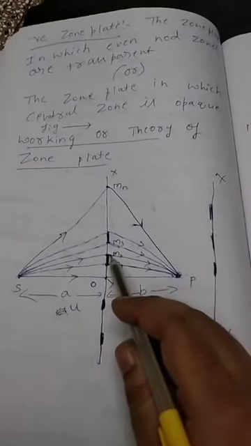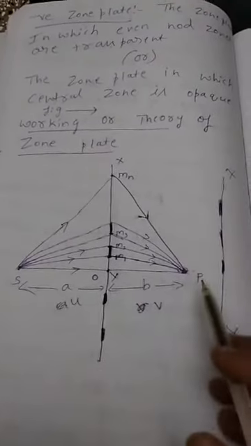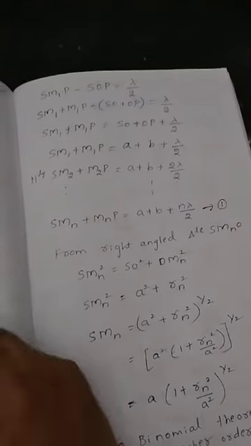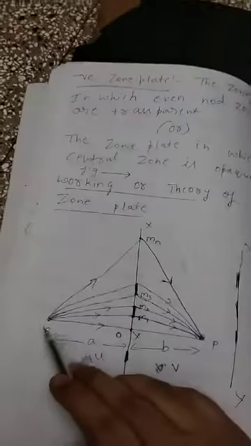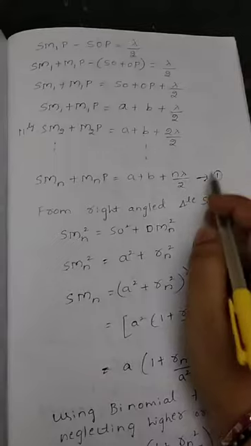Similarly, for the M2 zone, what can I write? SM2P minus SOP. If you go on doing the same steps, then what will I get? A plus B plus 2 lambda by 2, because from the center to the next zone there will be a total of 2 lambda by 2. Similarly, from the center to the third zone, lambda by 2 plus lambda by 2 plus lambda by 2, you will get 3 lambda by 2. Similarly, for the nth zone, I can write SMn plus MnP will be equal to A plus B plus n lambda by 2. I will call this equation number 1.